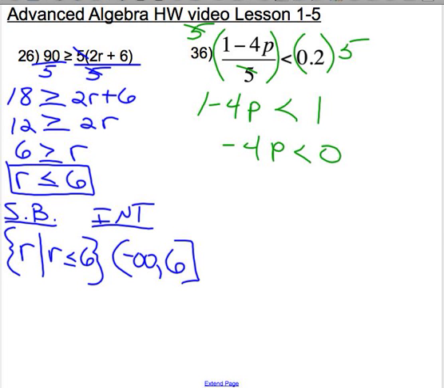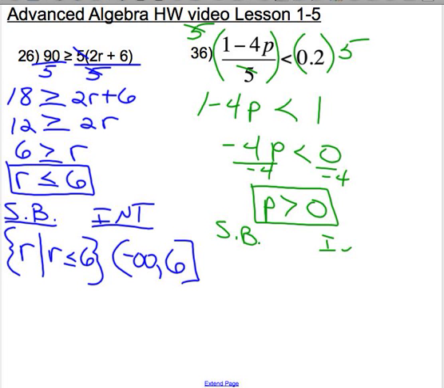Now when I divide, I'm dividing by a negative number. I'm going to divide by negative 4. And one of the things that's unique when solving inequalities is that when you divide by negative numbers, I have to remember to switch, flip, change my inequality. That's why I wrote p is greater than 0. That's my answer. Now I have to write it in those two forms.